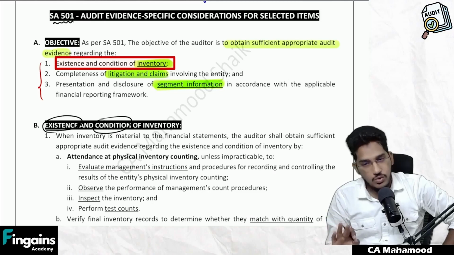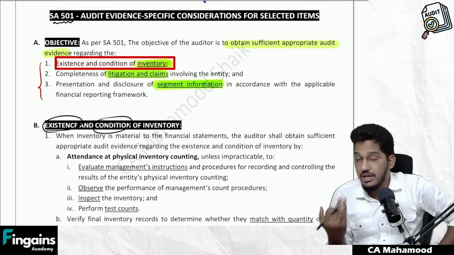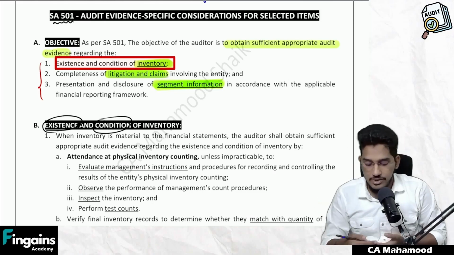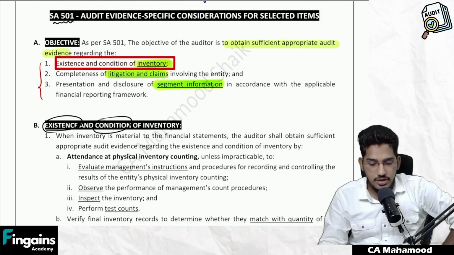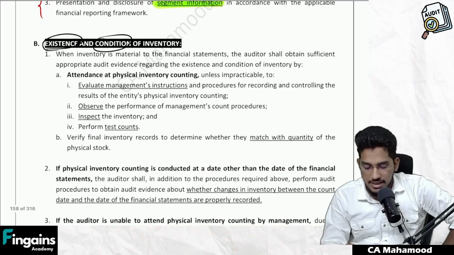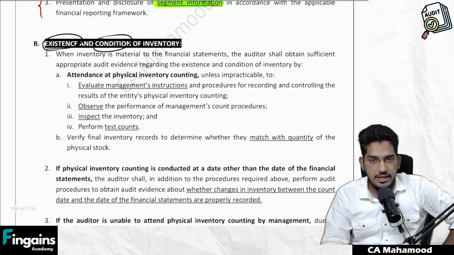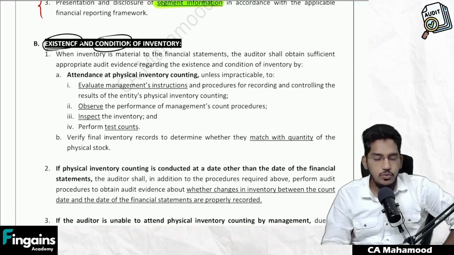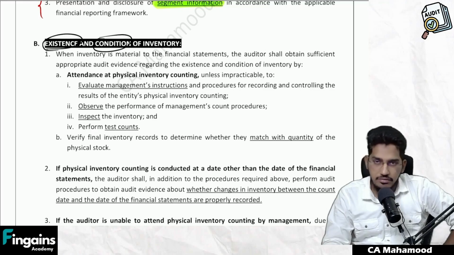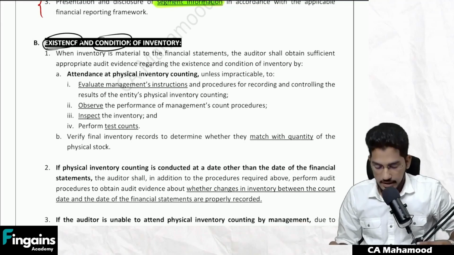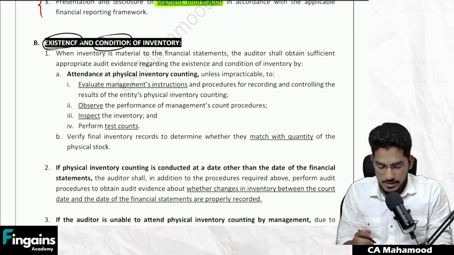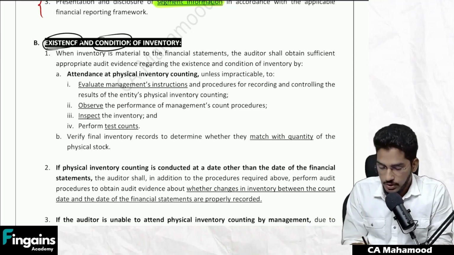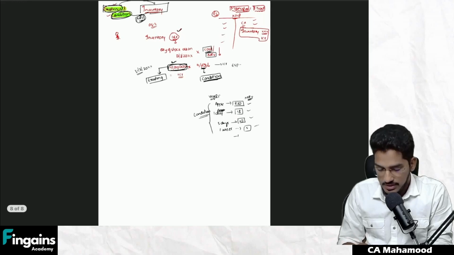What is the main point? Okay, sir, we understood what is existence, what is condition. But how to obtain audit evidence, sir? That is what the standard is going to explain now. So how can we obtain audit evidence regarding existence and condition of inventory? Let us try to understand what the standard is trying to say, what all we can do to obtain that evidence. Shall we try to understand, guys? Let us do it now. So now, what does the standard say? See, first keep aside what the standard is trying to say. We will come and understand the technicalities of the standard later.